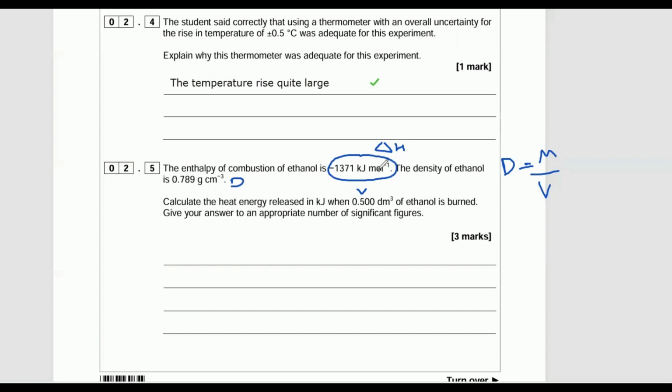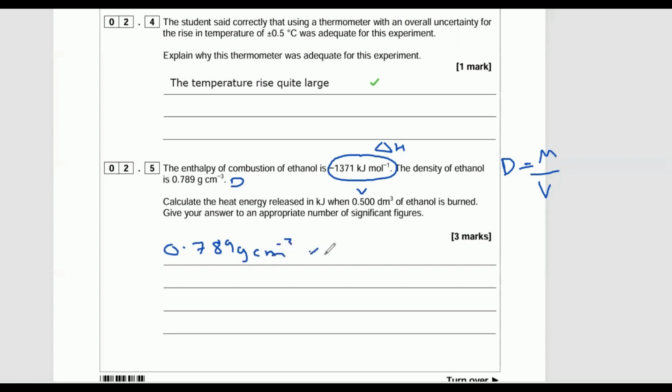Okay, so let me explain. We've got a total of 500 grams. No, we haven't got 500 grams. Let's work out exactly what our mass is. If it was 1 gram per centimeter cubed, we'd have 500. My density, I need to align my units. So I've got 0.789 grams per centimeter cubed.